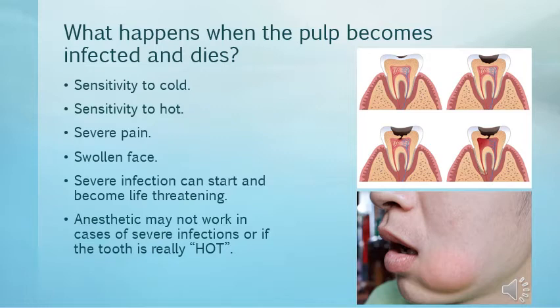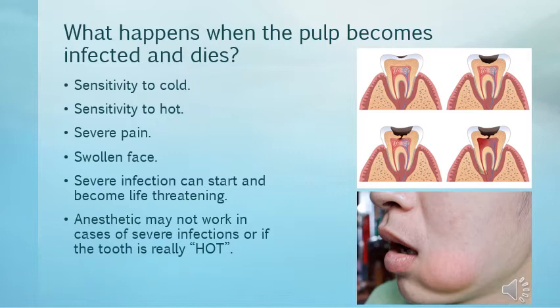Oftentimes, the pain is a throb, like a heartbeat. As the heart beats, blood is forced into the tooth. The blood rushes into the tooth, increasing the pressure. The pulp becomes further crushed, increasing the number of signals to the brain. One of the ways of diagnosing a need for a root canal is if the tooth has spontaneous throbbing pain.